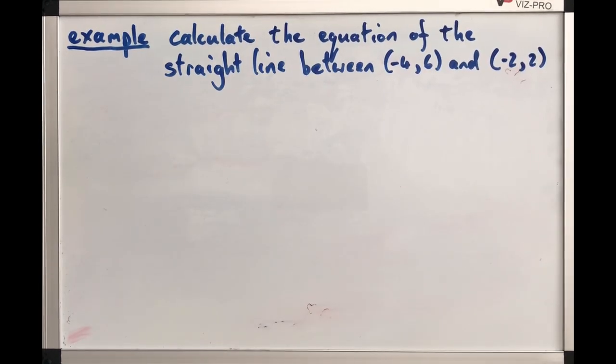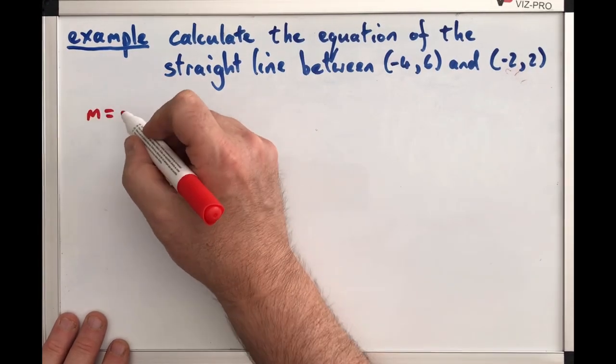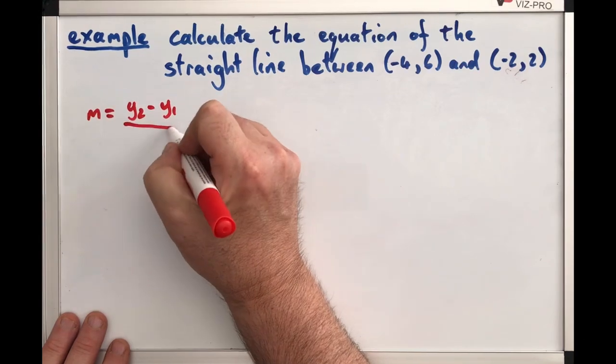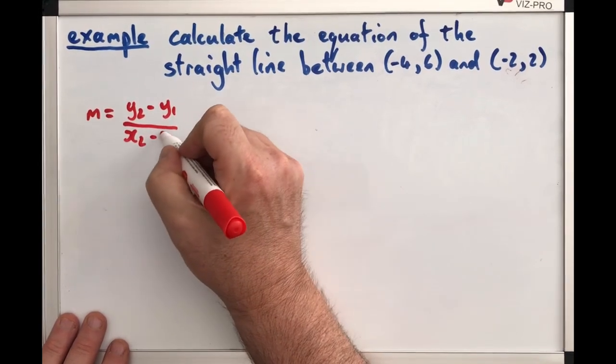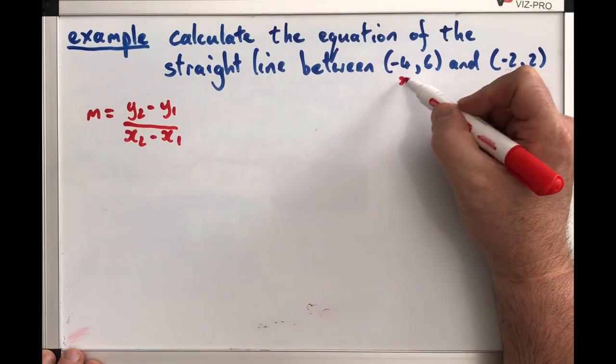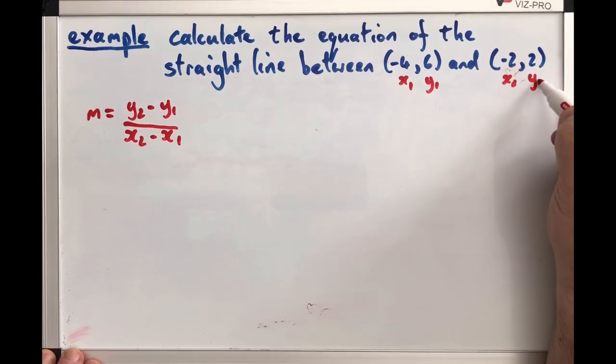Let's look at an example. Calculate the equation of a straight line between (minus 4, 6) and (minus 2, 2). The first thing we're going to do is work out the gradient of this line. Remember that m equals y2 minus y1 over x2 minus x1. That's x1, that's y1, that's x2, that's y2.